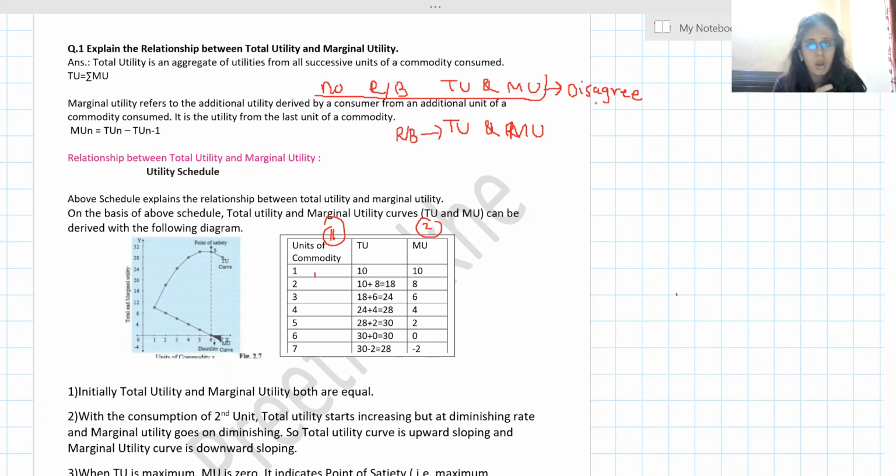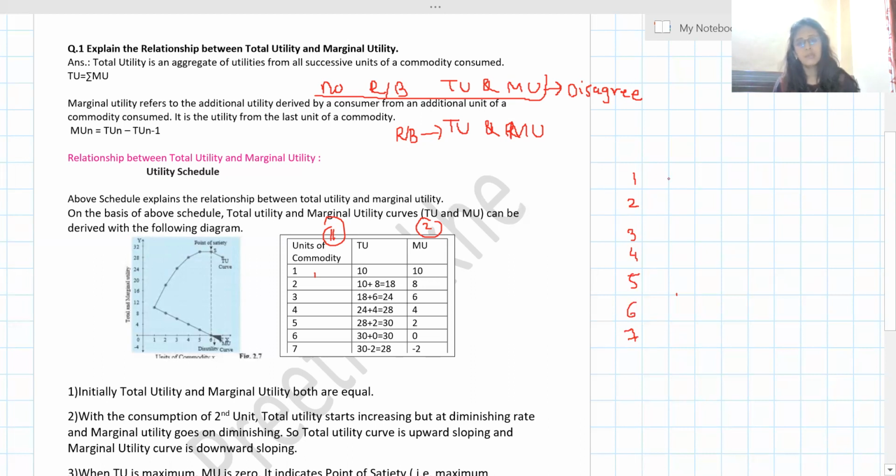Now, what exactly are you going to write in this question? First of all, you will write some introductory part of TU. We all know that TU is nothing but the aggregate of all MU, so that you are going to write. Then MU, write the formula also: MU equals summation MU, and MU is TU n minus TU n minus 1. This we have already seen. We have to write this concept.